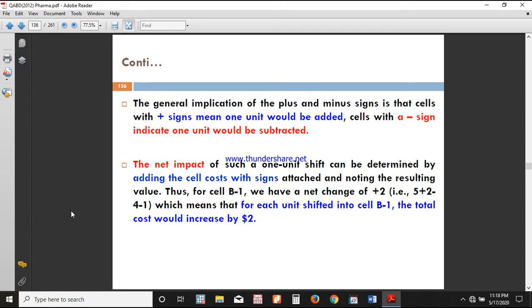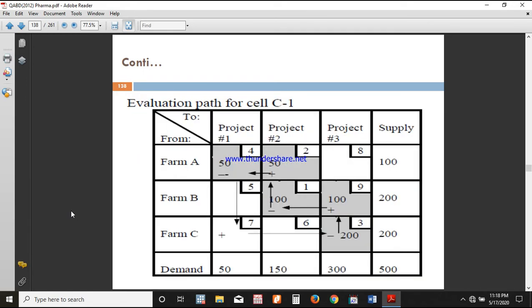Noting the result value. Based on this, here are the northwest corner values, with the total cost of 1,900. Therefore, the unoccupied cells are A3, B1, C1, and C2. Therefore, we can evaluate A3, B1, C1, and C2.